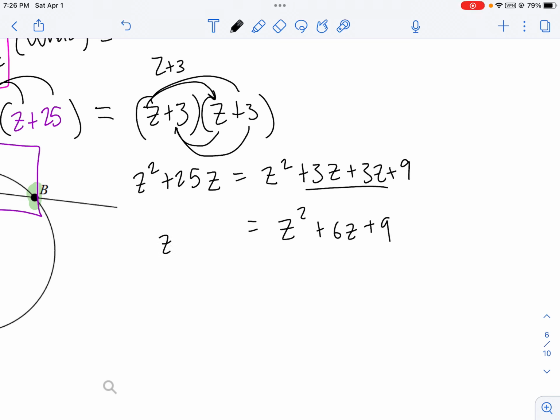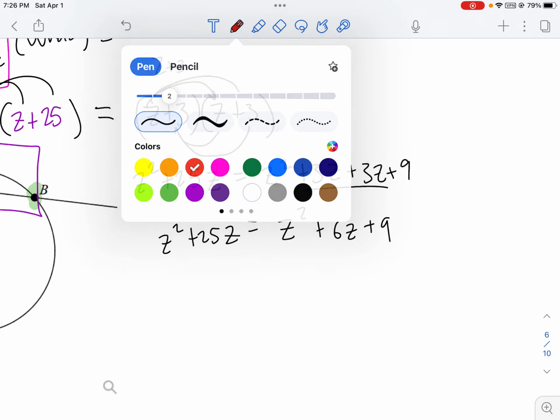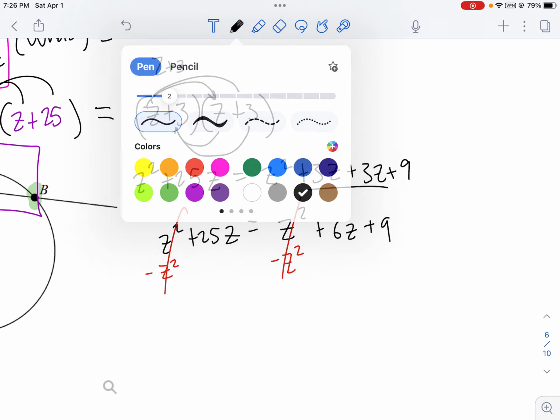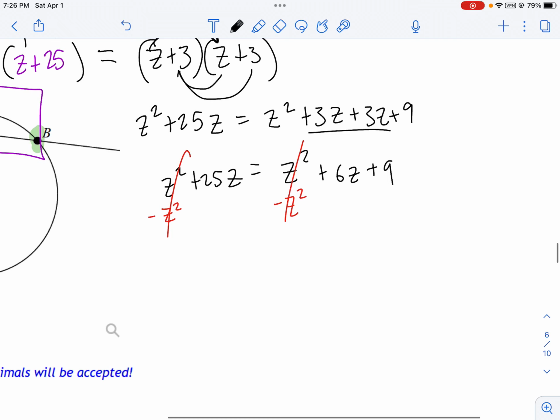On the left, we have z squared plus 25z. Now your goal is to get everything onto the same side. As soon as you see squares, generally you're getting everything on the same side. But you'll notice something kind of interesting, is that when we move this z squared off to the left, what's going to happen between your squares? Whoosh! They're gone, right? They cancel to give you 0, and what's left behind is just this linear equation. We have 25z equals 6z plus 9.